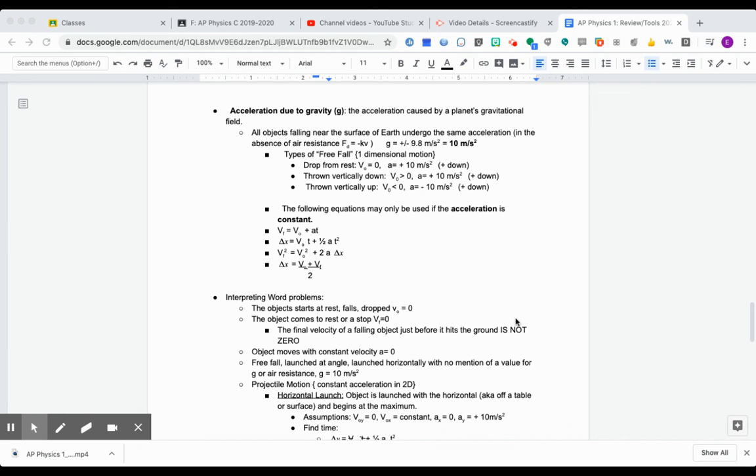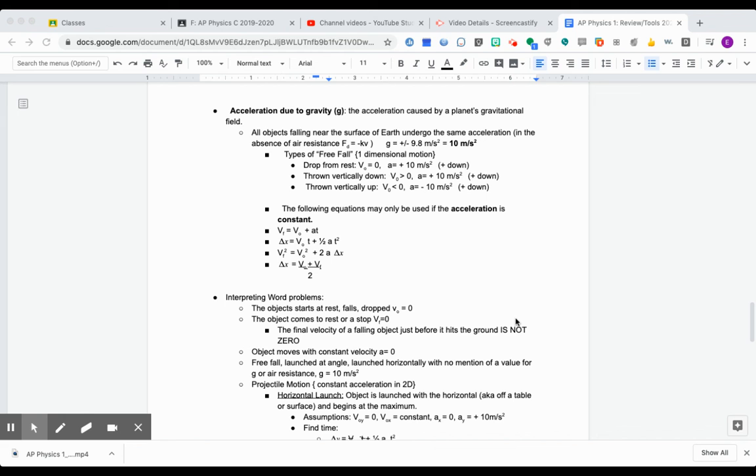Usually when we're dealing with constant acceleration on the AP exam, it's due to an object either in free fall or projectile motion. So what that means is that the object is accelerating at a constant rate. That constant acceleration is caused by a planet's gravitational field. In the instance of Earth, all objects near the surface will undergo the same acceleration as long as there's no air resistance. And in every case we look at in AP Physics 1, there is no air resistance.